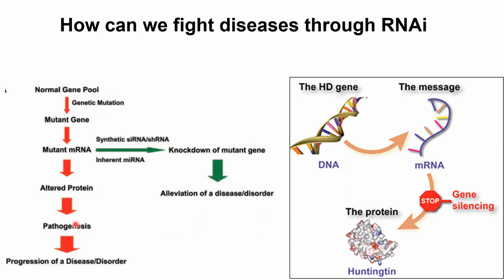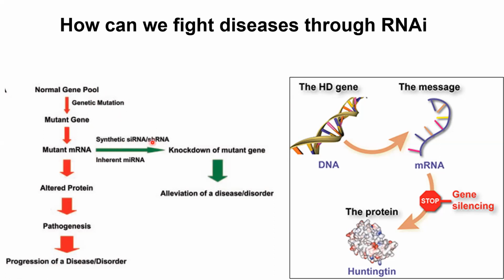Pathogenesis means that the disease will cause its pathogenicity, it will cause the disease, this protein, and eventually we will have symptoms, the progression of a disease or a disorder. This is the normal way, from the normal gene pool through genetic mutations, through pathogenesis and symptoms. Now, where can we use RNAi? Right here at this step.